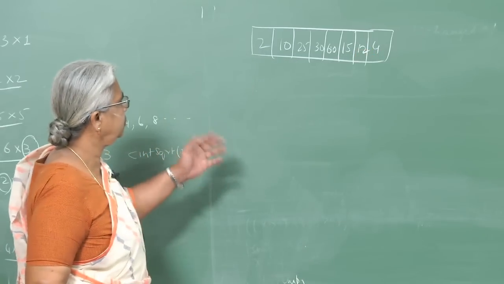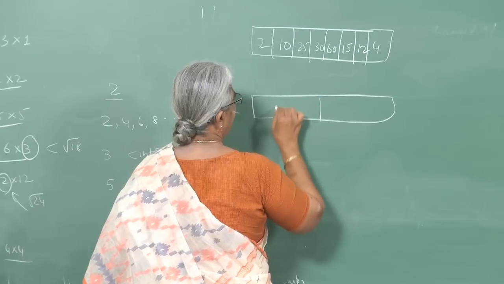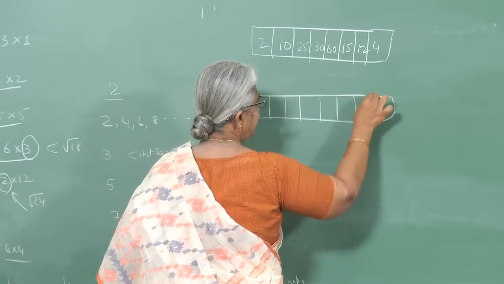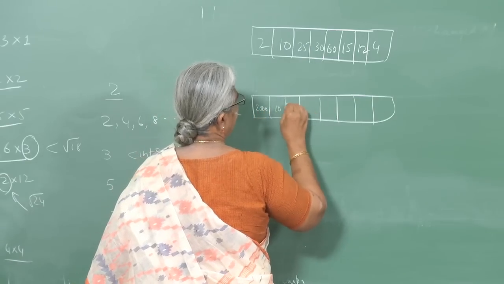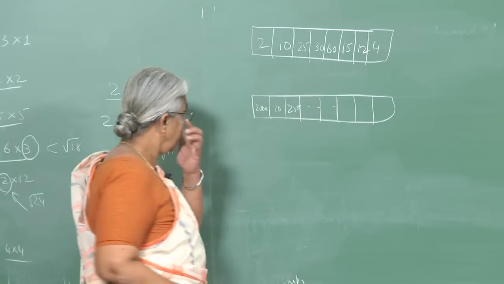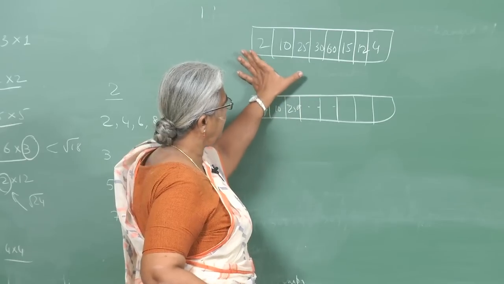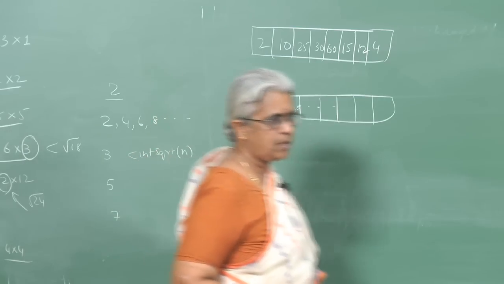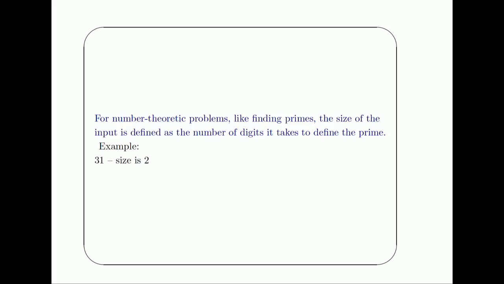Suppose I have something like this to be sorted, and I have another array with numbers which are very large, let us say 20,000, 10, 25,000 and so on. What we mean is, the size of the number does not matter. Both arrays are of size 8, and that is what will matter when you are looking at the computation of the running time of a sorting algorithm.